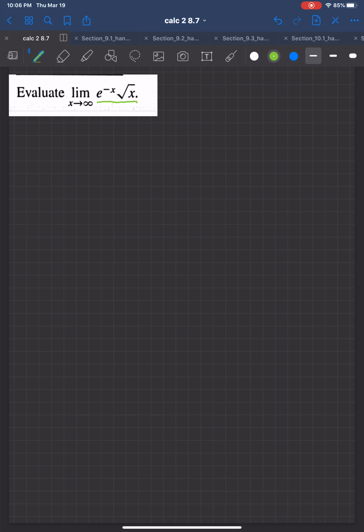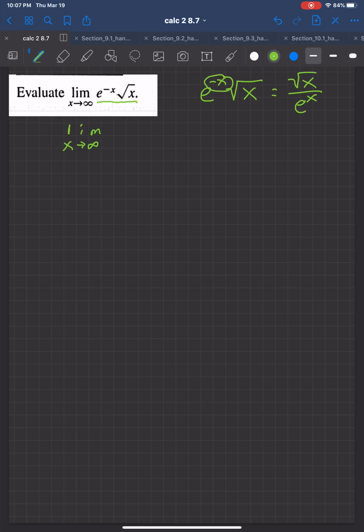Well, let's rewrite this. Let's notice that we can rewrite, let's think about it. That's e to the negative x multiplied by the square root of x. Are you with me? Maybe you're already thinking about this. You can rewrite that as the square root of x over e to the positive x, right?